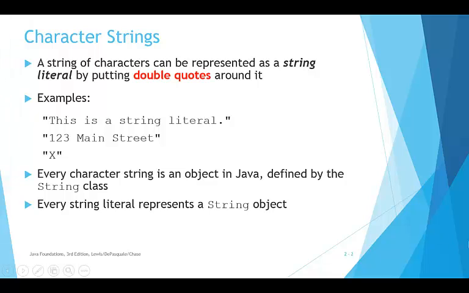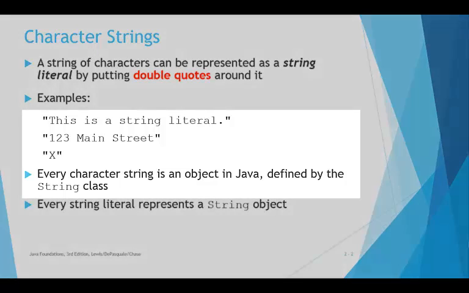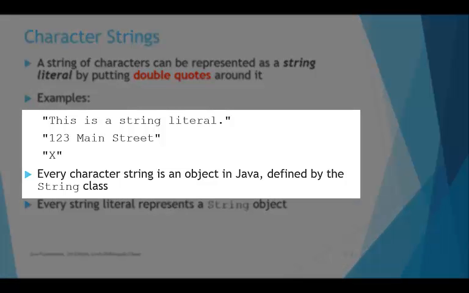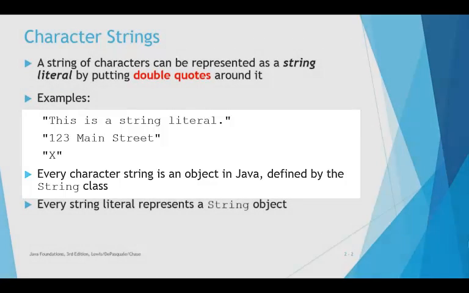Character strings are strings enclosed in double quotes. We often refer to these as string literals. In Java, every character string is an object defined by the String class. So whenever we use string literals, we're actually creating an object of type String.